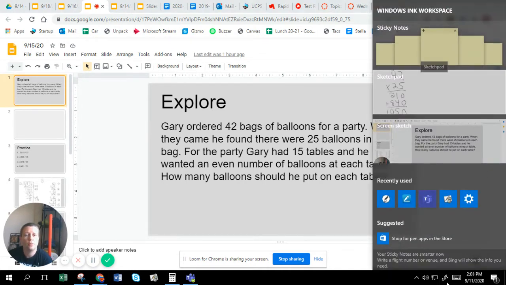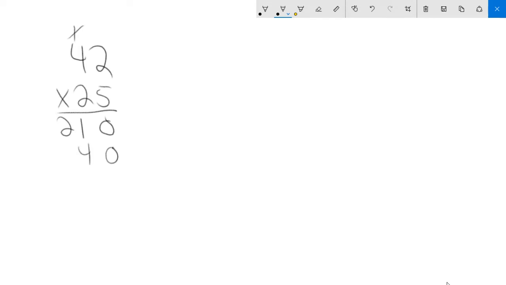So going through and solving this, we have, let's see, he had 42 bags. He had 25 balloons in each. Doing the standard algorithm, 5 times 2 is 10, carry the 1. 5 times 4 is 20, plus 1 is 21. Adding my placeholder because I'm in the 10 spot, 2 times 2 is 4, and 4 times 2 is 8. So we add those up and we find that he has 1,050 balloons.